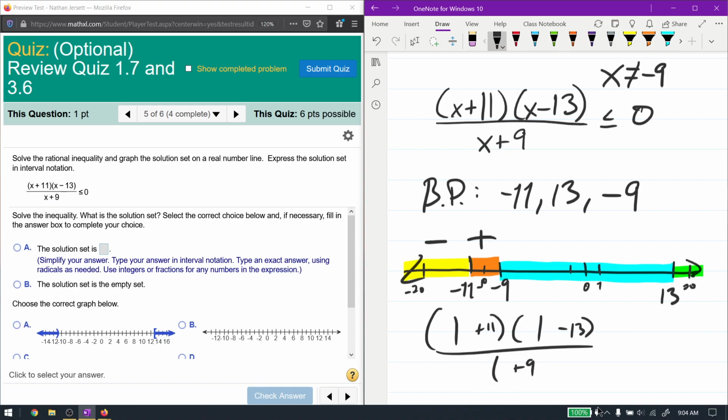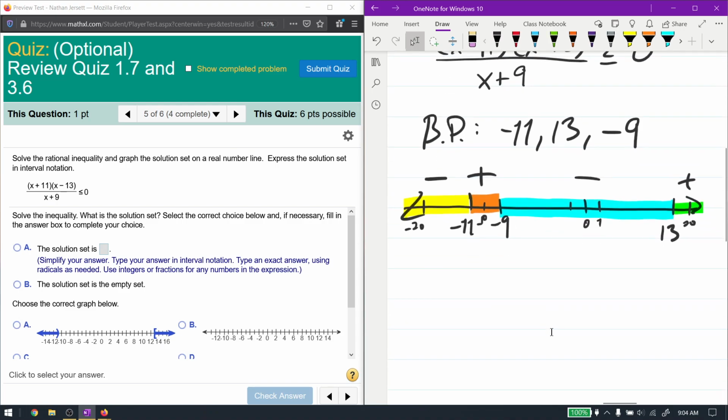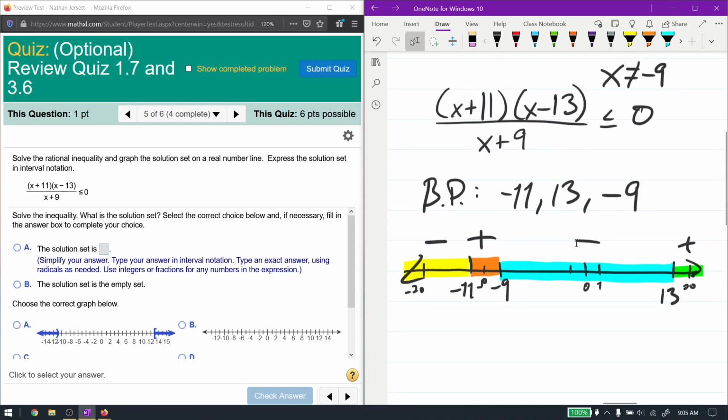We have 1 now. So we get a positive times a negative over a positive. 1 negative makes the whole thing negative. And finally, we can test positive 20. We get positive times a positive over a positive. So it's going to be positive. So this one actually worked out to where it alternated, just like the previous one. I don't believe it'll always do that. There's some rare cases where it'll have the same sign twice, like positive, positive, and then it'll alternate. But it's better to just check to make sure.